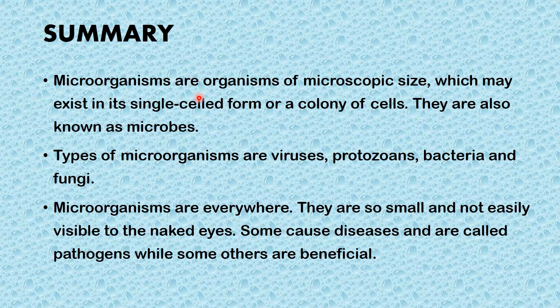Now we've come to the end of today's lesson. Now let's take a quick look at the summary. Microorganisms are organisms of microscopic size which may exist in a single-celled form or as a colony of cells. They are also known as microbes. Types of microorganisms are viruses, protozoan, bacteria, fungi. Microorganisms are everywhere. They are so small and not easily visible to the naked eye. Some cause diseases and are called pathogens, while others are beneficial.